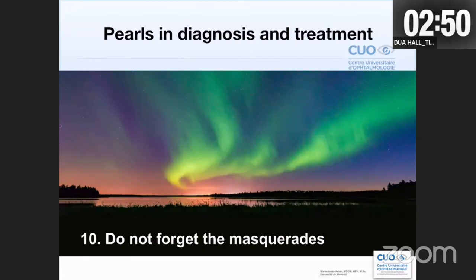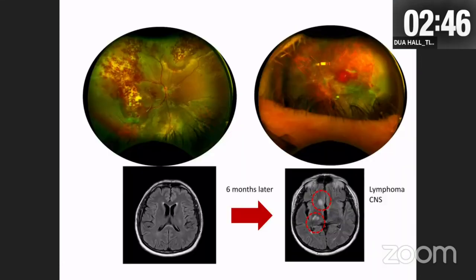Do not forget the masquerades. We just had a great talk by Dr. Biswas, and especially in the elderly, this was the case of intraocular lymphoma masquerading as ARN.